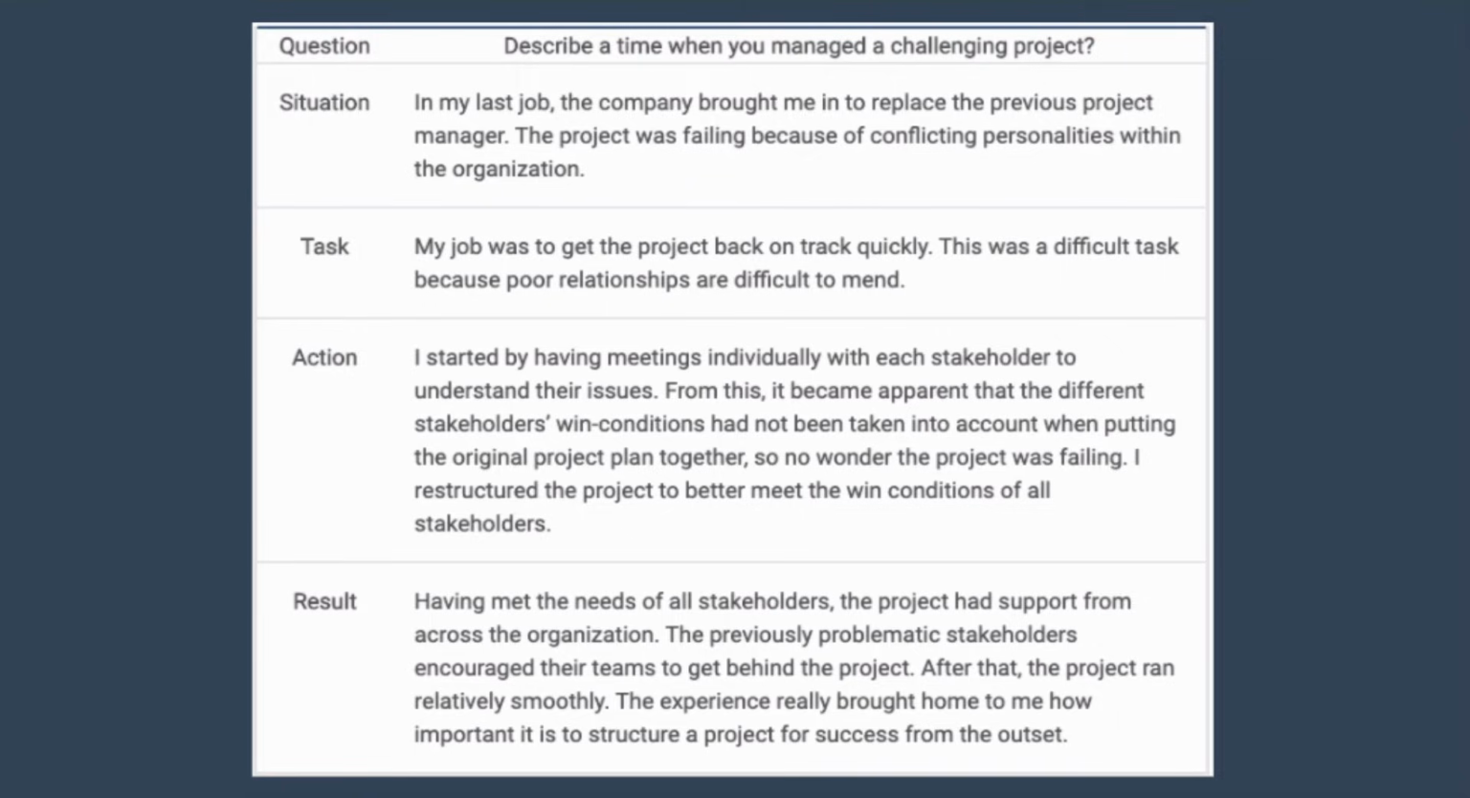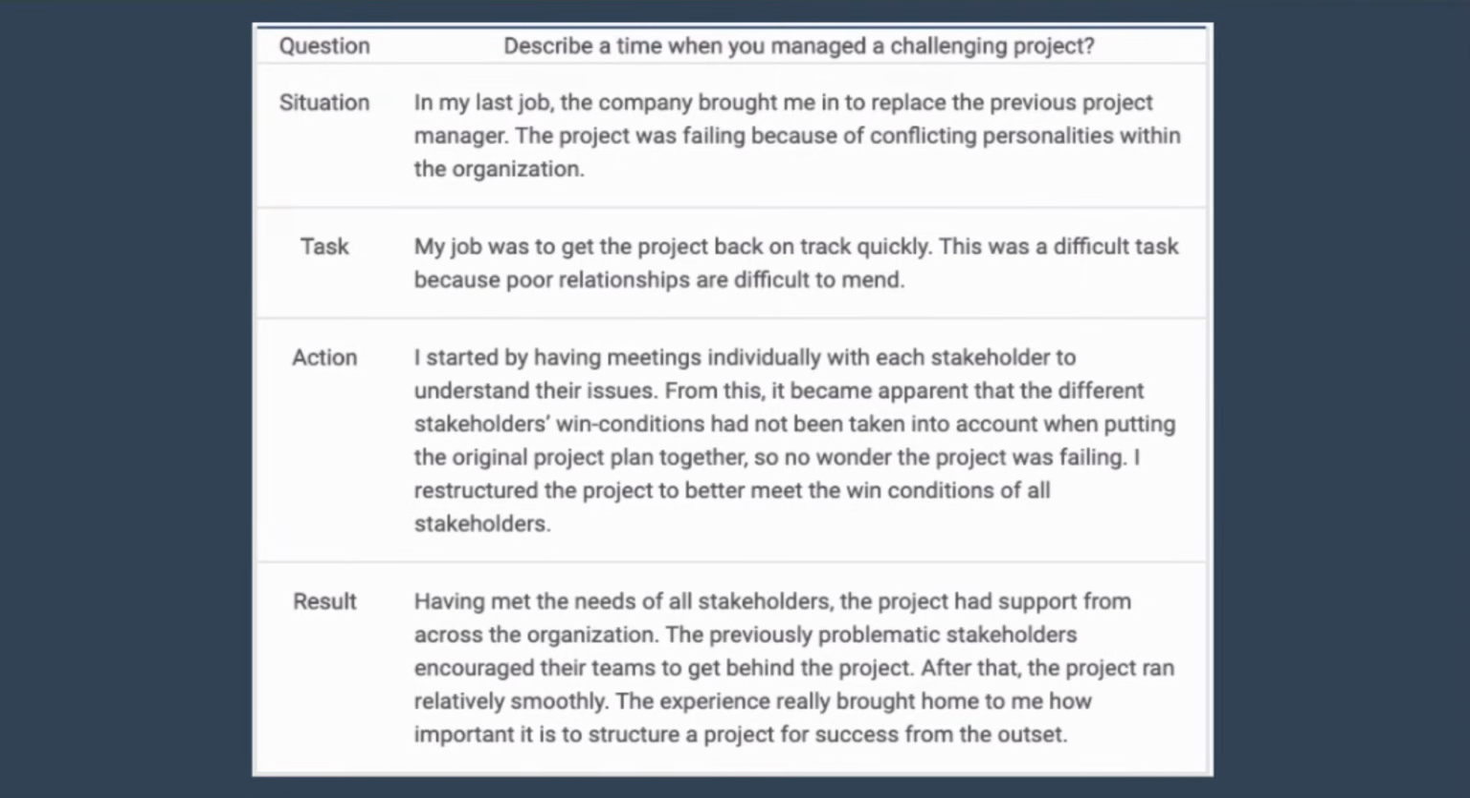So what did this result in? Well, having met the needs of all stakeholders, the project had support from across the organization. The previously problematic stakeholders encouraged their teams to get behind the project. After that, the project ran relatively smoothly. The experience really brought home to me how important it is to structure a project for success from the outset. So again, with this answer, you can see how using the STAR method keeps everything focused on the challenge, the steps you took, and the result it achieved.